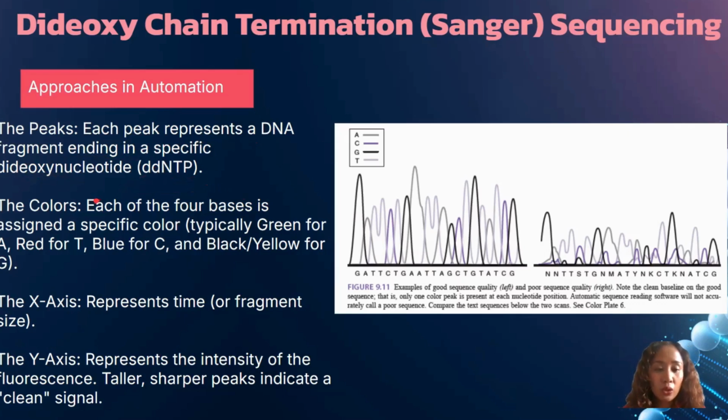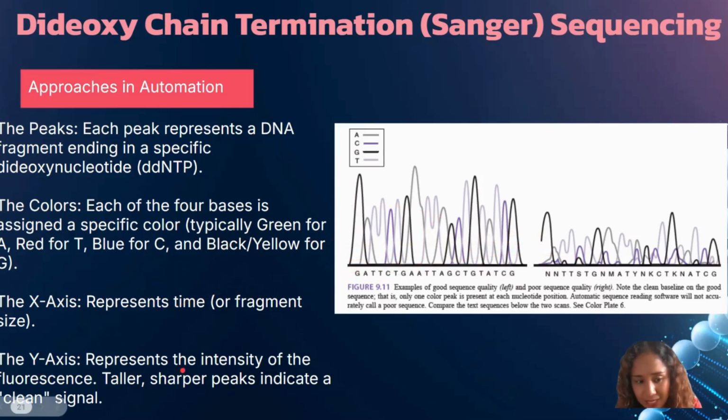The 4 bases are each assigned a specific color, typically green for adenine, red for thymine, blue for cytosine, and black or yellow for guanine. But this depiction shows different colors. Look at the peak that is black, and it's so high, and it is guanine. The x-axis, the horizontal axis, represents the time or the fragment size, how big the fragment of guanine is.